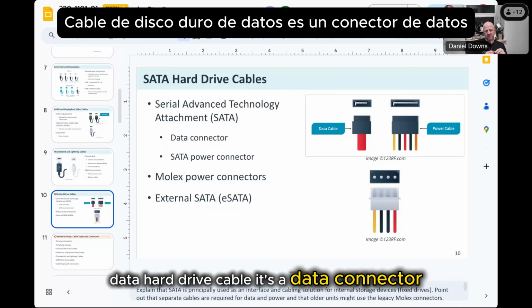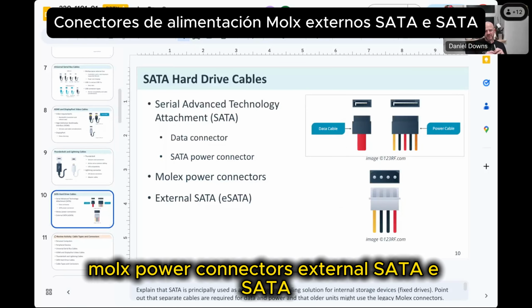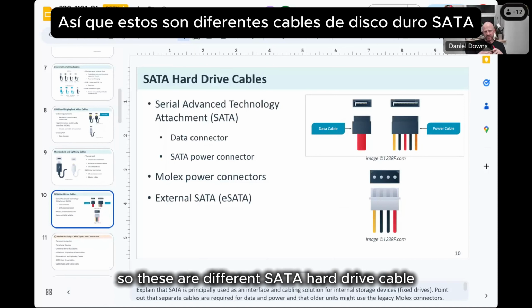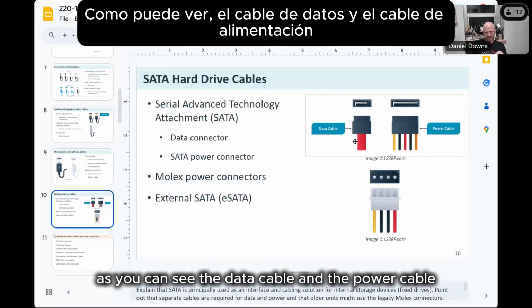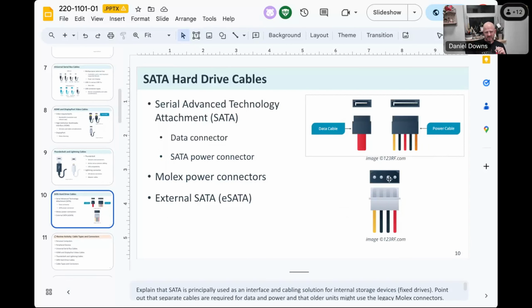SATA hard drive cable. It's a data connector, SATA power connector, Molex power connectors, external SATA eSATA. So these are different SATA hard drive cables. As you can see, the data cable and the power cable. And then you can see the ones that have the prongs here before the Molex.